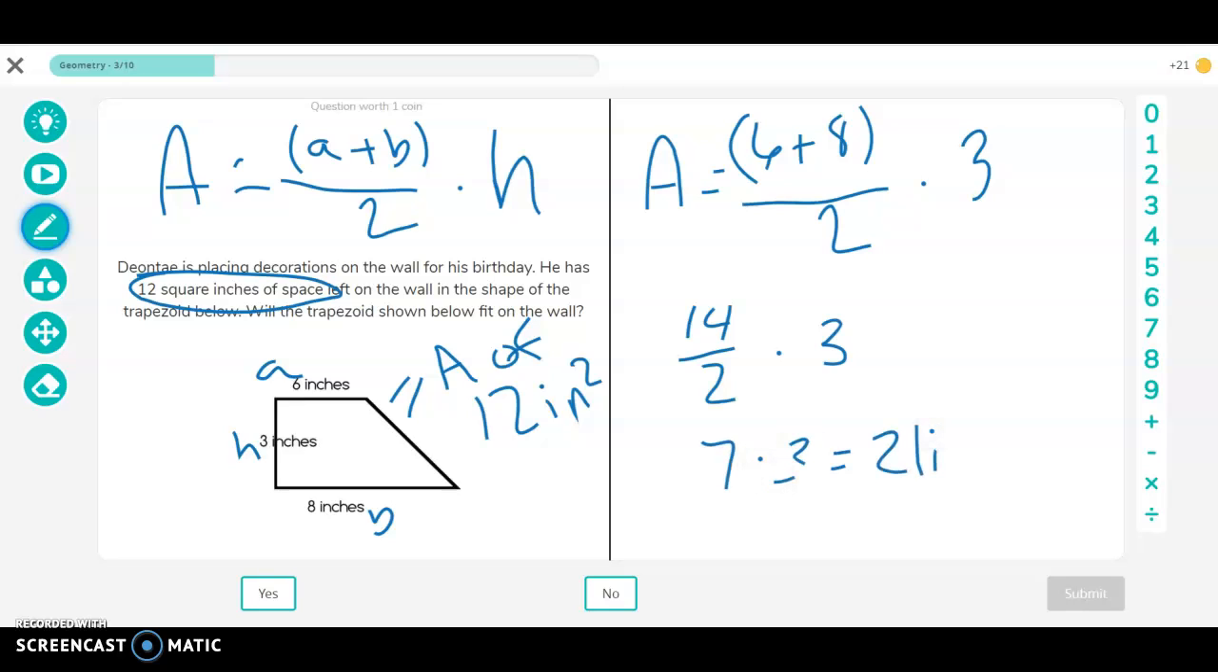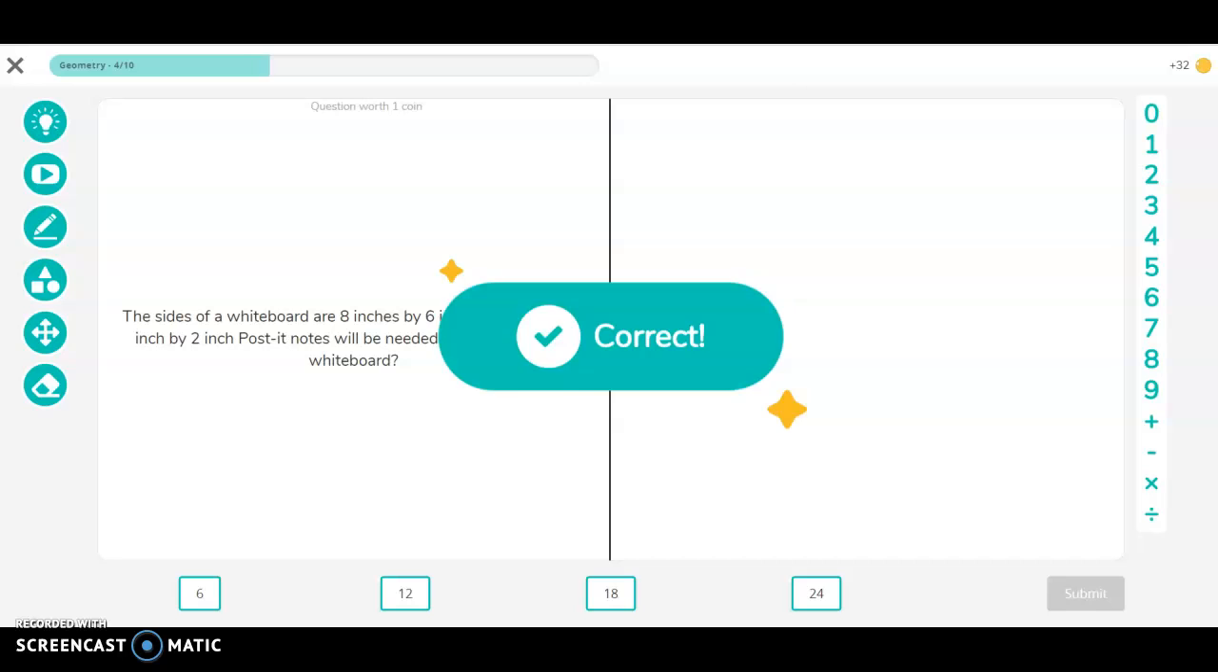So this is saying that this trapezoid is 21 square inches where he only has 12 inches of space left. So this problem is no, that trapezoid is not going to fit there.